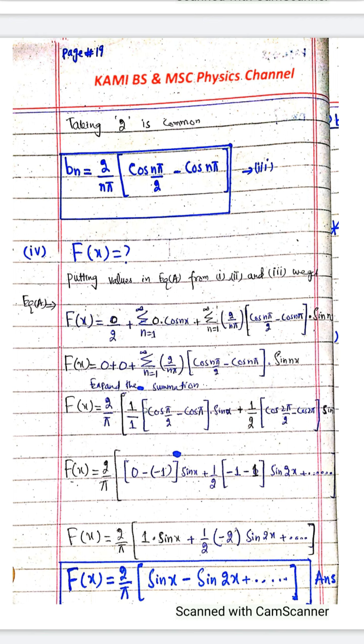So 2 divided by pi, cos pi by 2 we know is 0, and minus cos pi is minus 1, so minus multiplied by minus gives plus, sin x, plus 1 over 2, cos 2 pi divided by 2, so this 2 is cancelled with this 2, so cos pi is equal to minus 1, and minus cos 2 pi is also minus 1, into sin 2x, plus up to infinity. f of x is equal to 2 divided by pi, sin x minus, this 2 is cancelled with 2, so sin 2x, plus up to infinity.